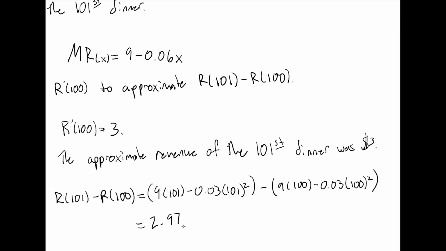I don't want to get into the really fine details of how this works. But basically the reasoning is that the difference between 101 and 100 is 1. So if we find R prime at 100, think about R prime of 100 as our instantaneous rate of change, right? Rate of change is kind of like slope, rise over run. So if we go over 1, we're going to go up 3. So that means to go from 100 up to 101, we increase by 3. And that's how that estimate works.